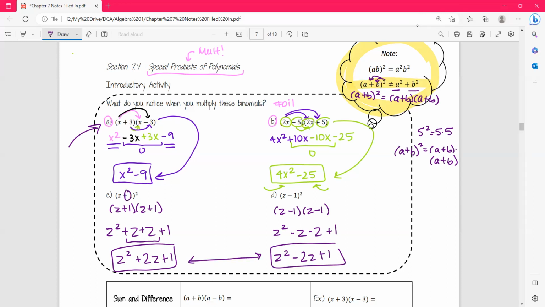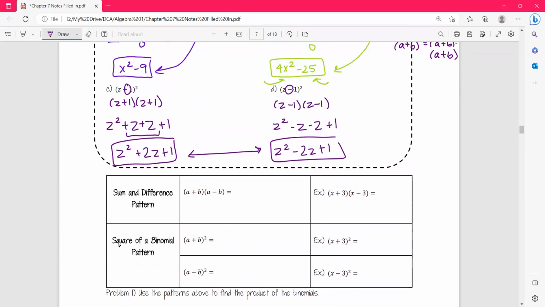All that's changing is I've got a plus and a minus. So what are these rules, guys? These are called the sum and difference pattern, or the square of a binomial pattern. This is called difference of squares, and it's really important, this first one. When we see a plus b times a minus b, all that really is a squared minus b squared. And that's what happened above in the discovery activity.